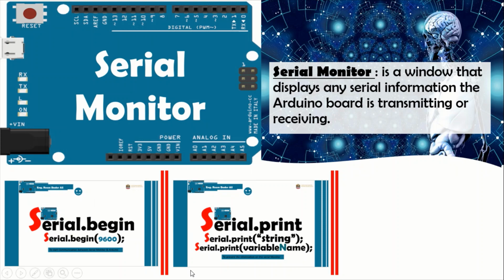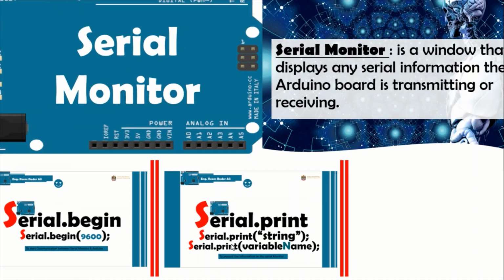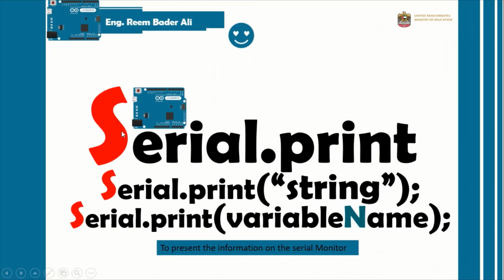What is the use of Serial.print? Again, the S here is a capital letter, don't forget that. Serial.print is used to present information in the serial monitor. If you want to present a string or write something, you just write it in here. Whatever sentence or word you want to write, you can write it here and it will show as a string.